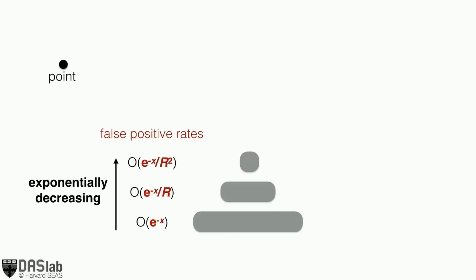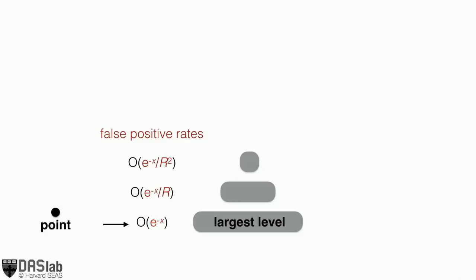Okay, so for point reads, we saw that the optimal way of assigning false positive rates is for them to be exponentially decreasing for smaller levels. That also implies that most of the cost of point reads emanates from the largest level. And the reason is that the largest level has the highest false positive rate. So it's exponentially most probable that you'll have false positives at that level.